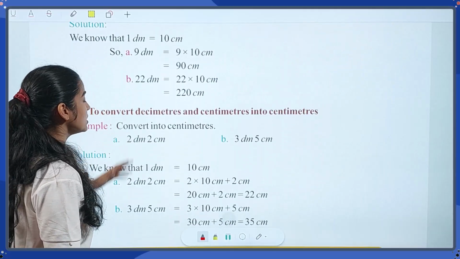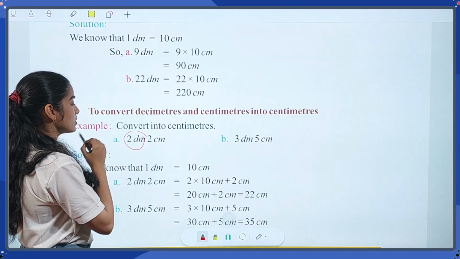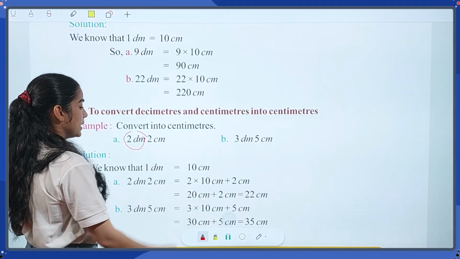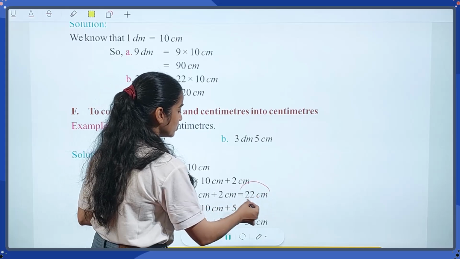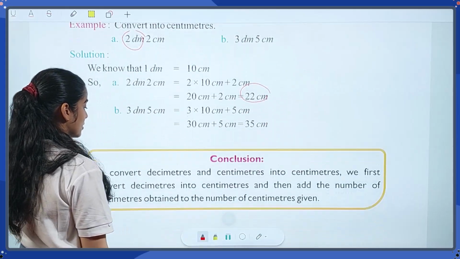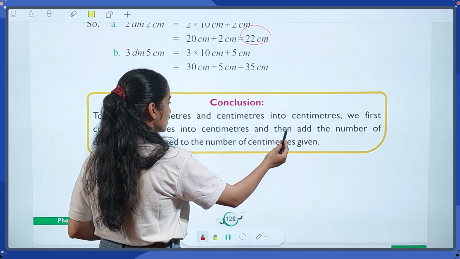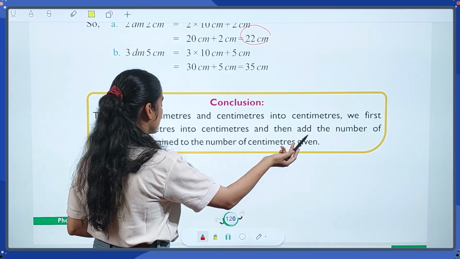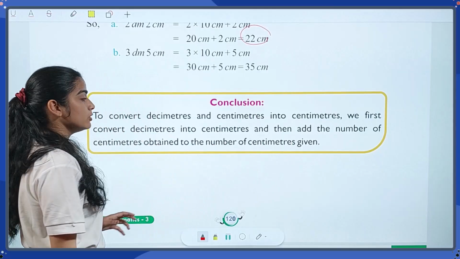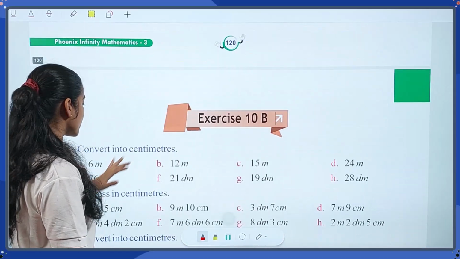To convert decimeters and centimeters into centimeters, first of all you have to convert the decimeters into centimeters by multiplying by 10. So you get 20 centimeters plus 2 centimeters, which is equal to 22 centimeters. The conclusion is: to convert decimeters and centimeters into centimeters, we first convert decimeters into centimeters and then add the number of centimeters obtained to the number of centimeters given. This is your next exercise.